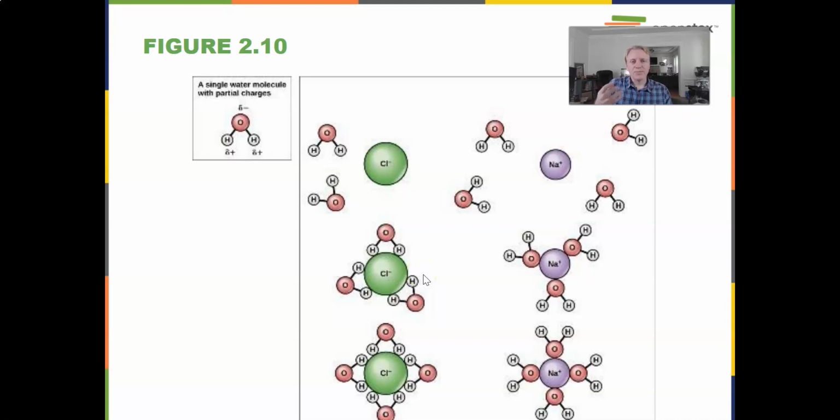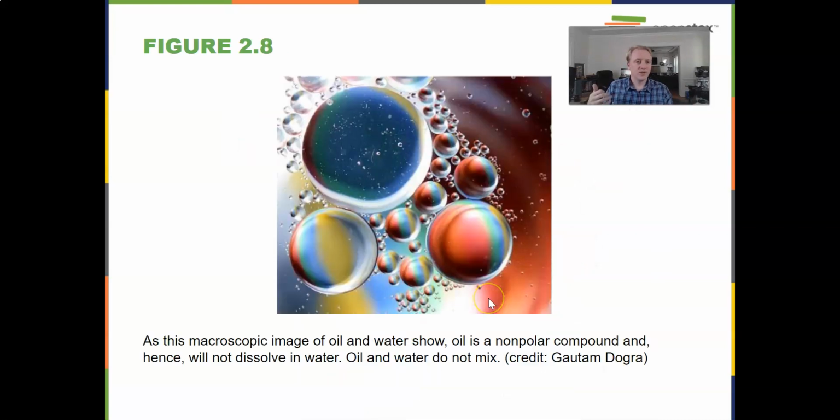Okay? And so because of water's polarity, it is going to dissolve anything that is polar. So oil, as we're going to learn later on this week, is not polar. And so because oil is not polar, it will just bead to the surface. It will not dissolve in water. You can kind of faux dissolve it by making something called an emulsion, but it does not dissolve in water.